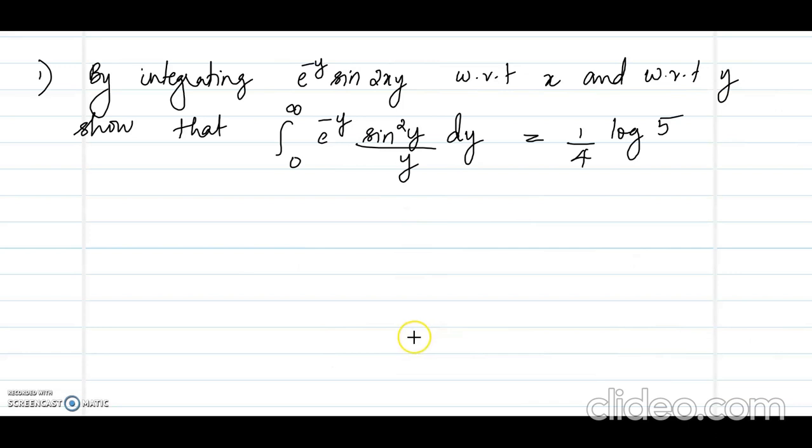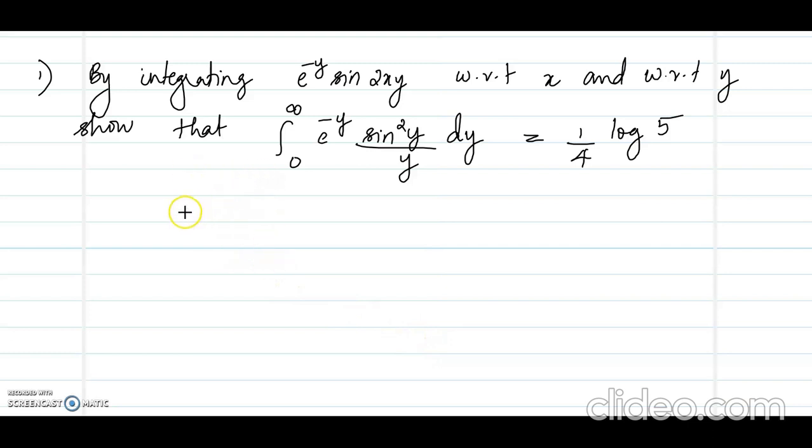Now solve this problem. Using Fubini's theorem and the results we just mentioned, we will solve it. So by integrating e raised to minus y sin 2xy with respect to x and with respect to y, we need to show that integral 0 to infinity e power minus y sin square y by y dy will be equal to 1 by 4 log 5.